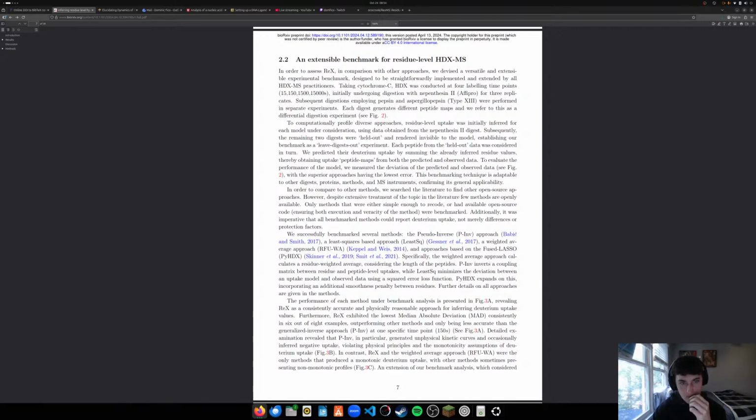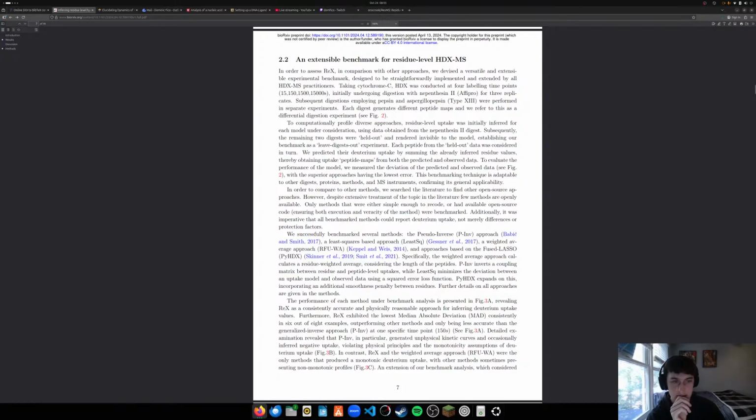Okay. So use cytochrome C, created the model on one pepsin, one digestion route. I guess that makes sense.